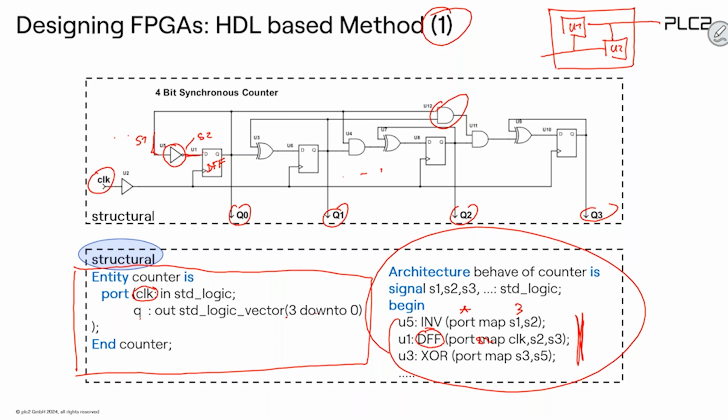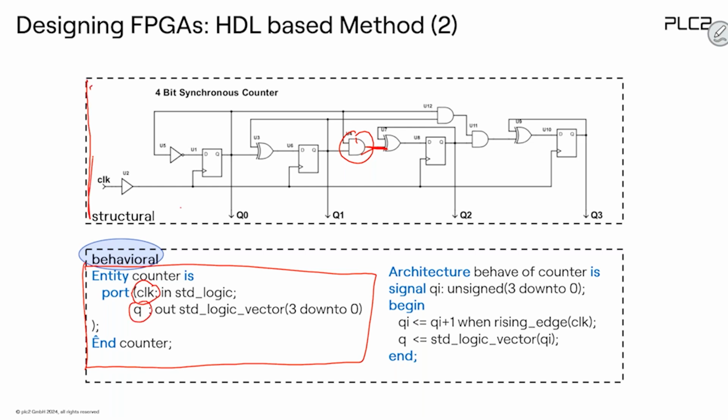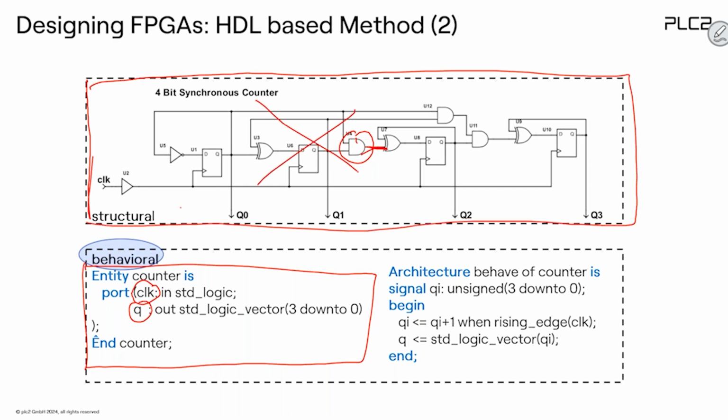Instead of doing structural, we are doing behavior. So we just describe the behavior, not the structure. We are not defining that this gate is connected to this gate. No, we don't care. We just say, okay, the box looks like this from the outside view. The clock comes in and the Q comes out. So we just describe a black box. Something comes in, something comes out. We are not interested in the internal.